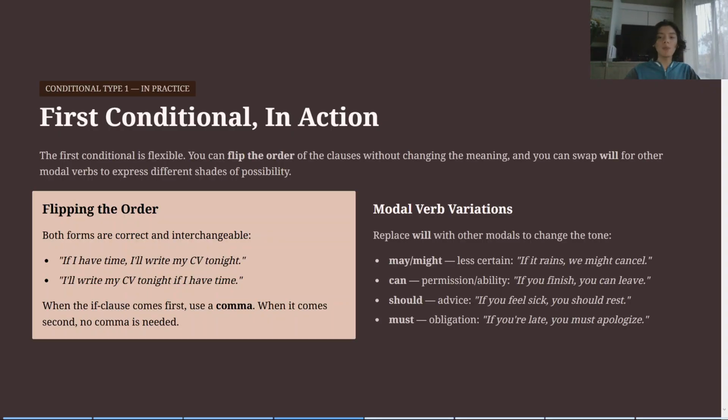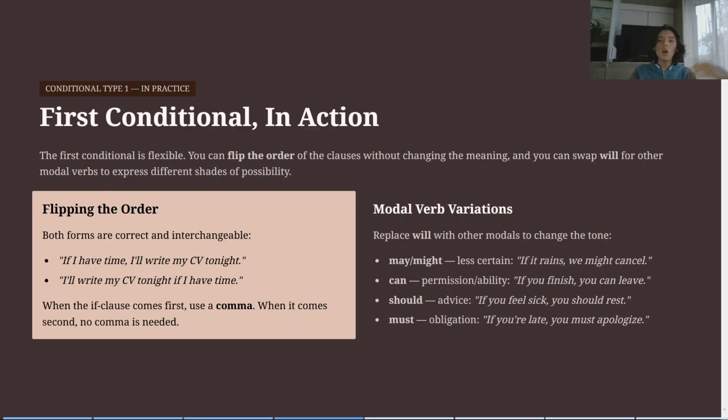Now, the first conditional in practice. The first conditional is very flexible. We can change the order of the clauses without changing the meaning. For example, if I have time, I'll write my essay tonight, or I'll write my essay tonight if I have time. Both sentences mean the same thing. There's one small punctuation difference. When the if clause comes first, we use a comma. When it comes second, we normally don't use a comma.